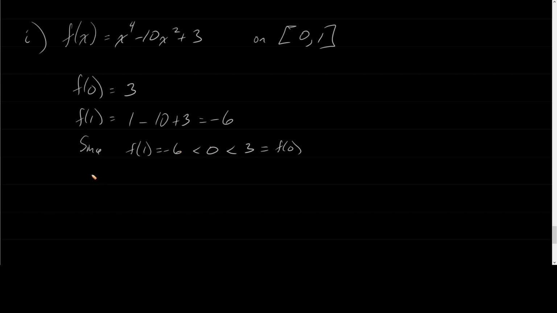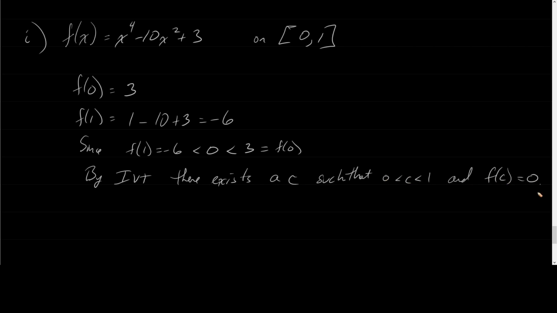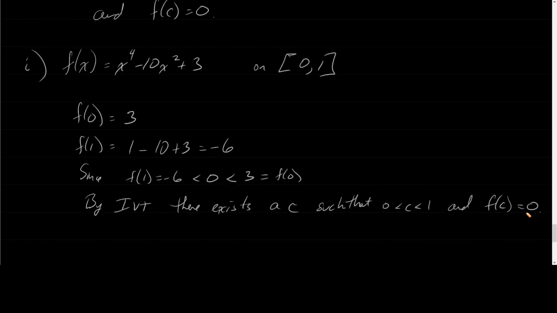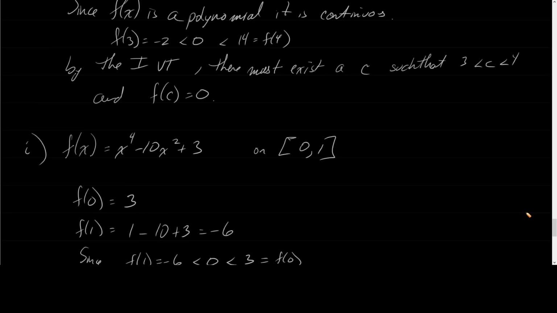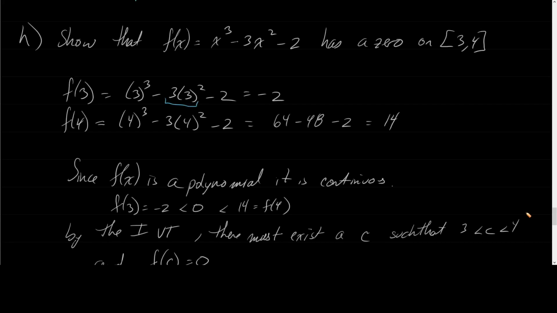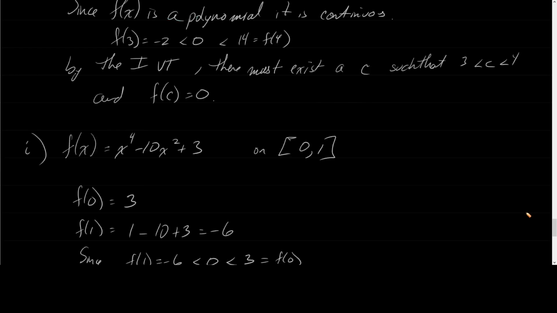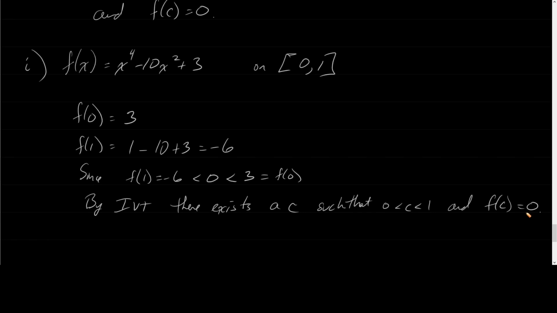By the intermediate value theorem, there exists some c, such that c is between 0 and 1, and f of c is equal to 0. Now, notice here that in either of these two examples, I don't say what that c value is. We're not asking for what that value of c is. We're just saying, just show that it exists.